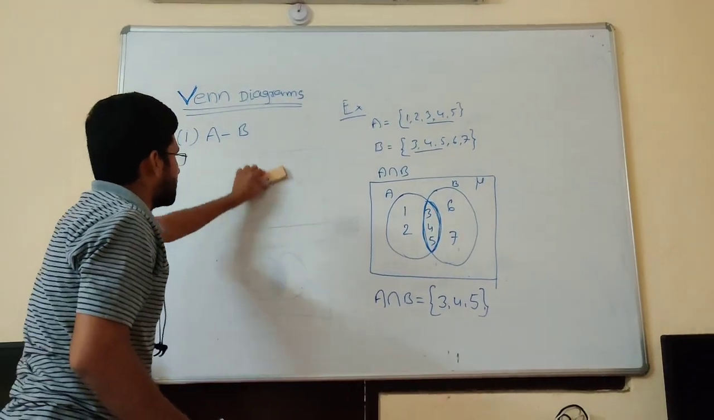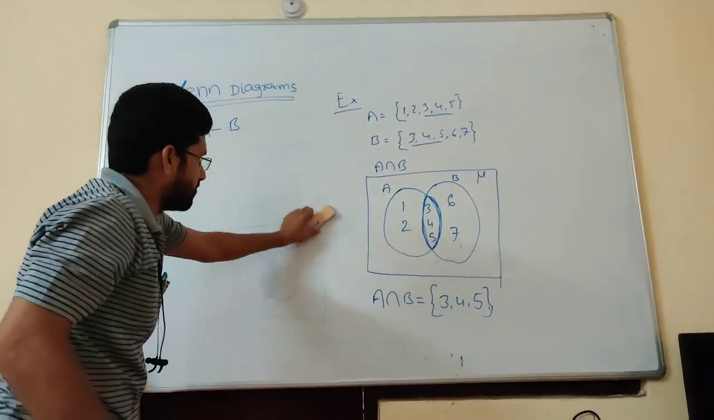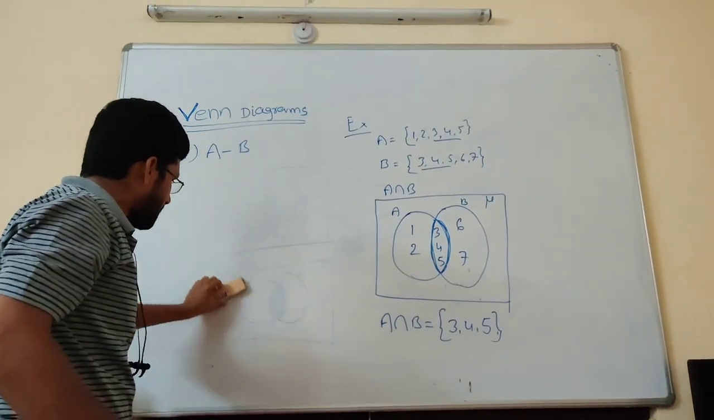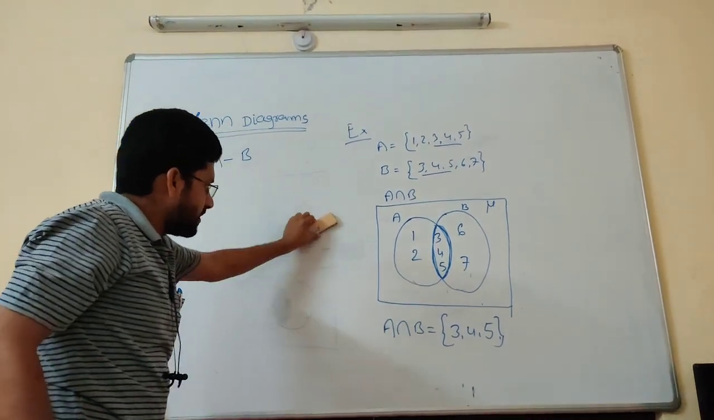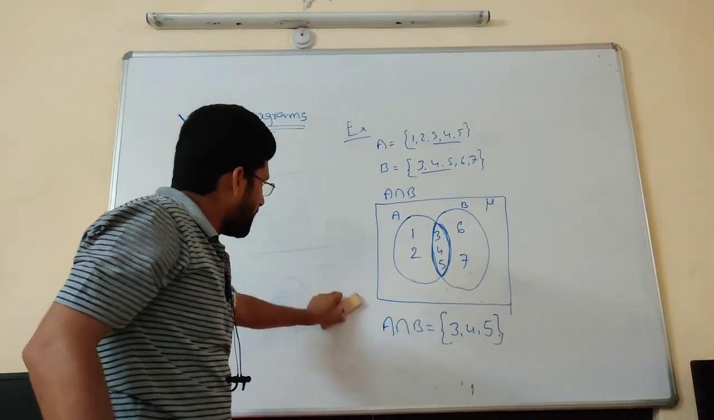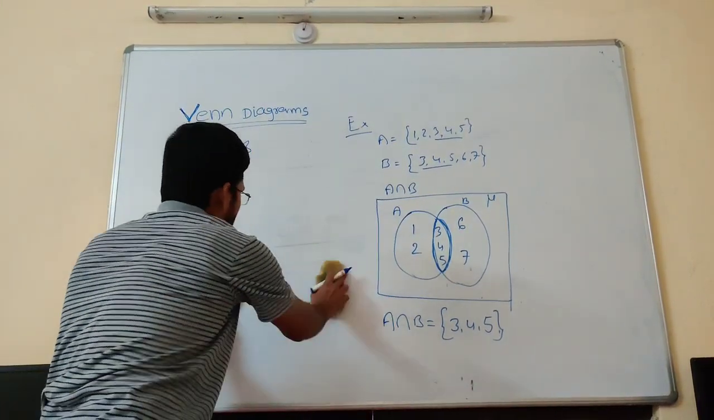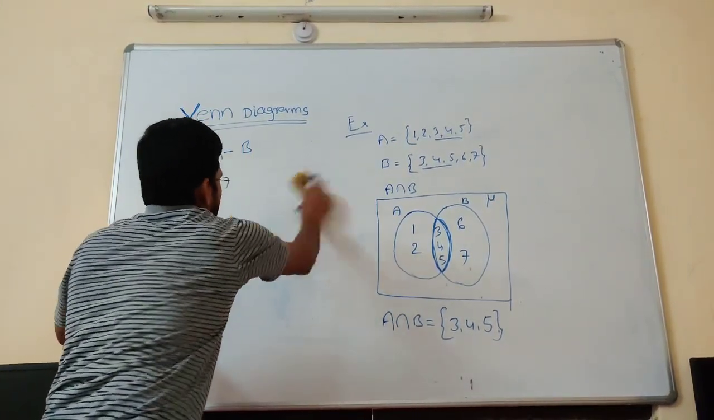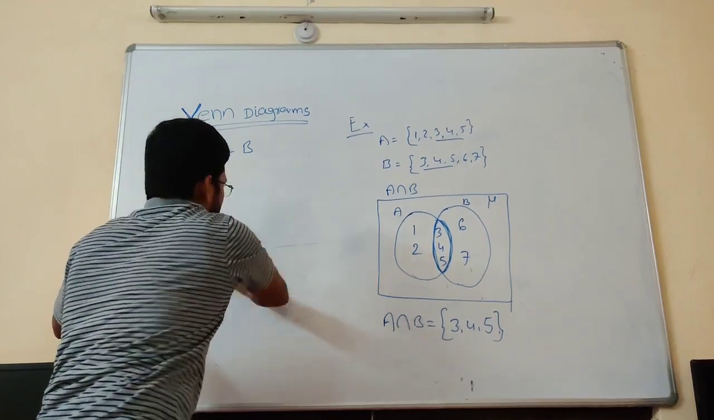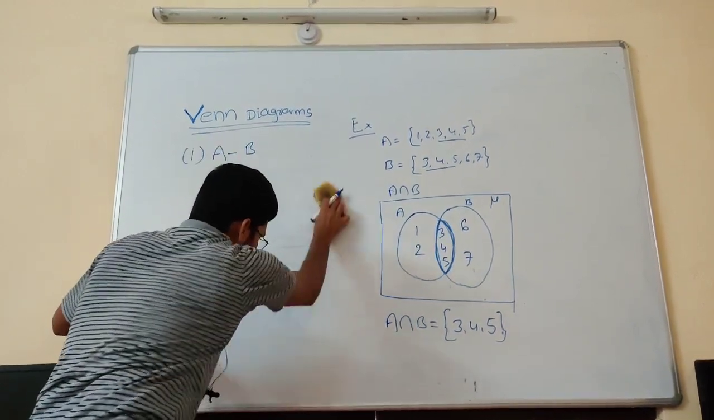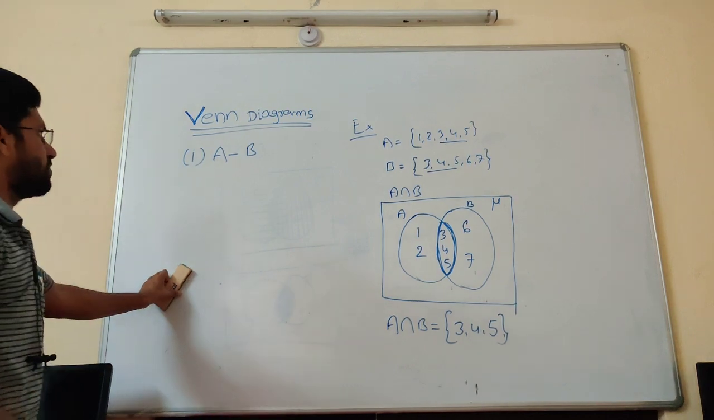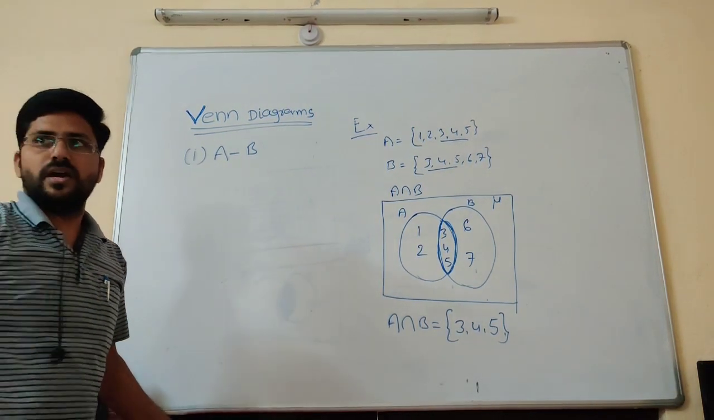So how to represent the minus? Minus means, as we learned in the previous concept, where the elements of B are repeated in set A, we have to remove those elements, and the remaining elements we have to write. That is A minus B. In the same way, now we are going to learn how to represent A minus B in a Venn diagram.